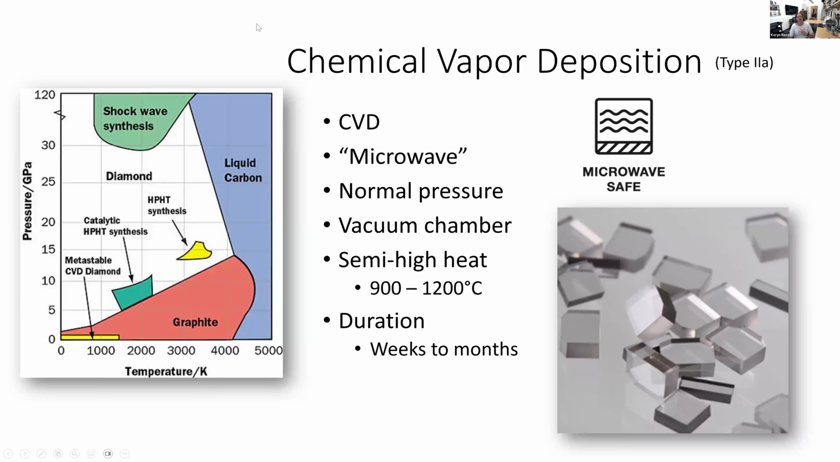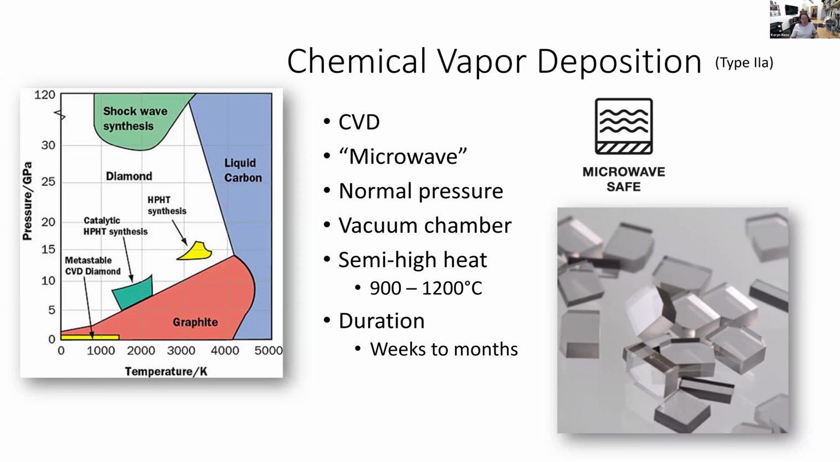Let's move on to chemical vapor deposition. So chemical vapor deposition diamonds are almost always type 2A. And you'll remember that type 2A diamonds are rare. I mean, they're usually the super deep diamonds. They're the really, really great looking diamonds, right? Well, we can make them now. So this is chemical vapor deposition.